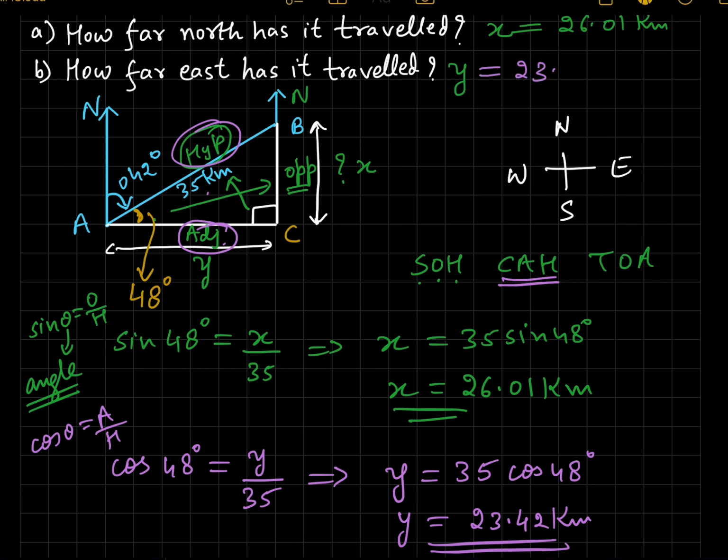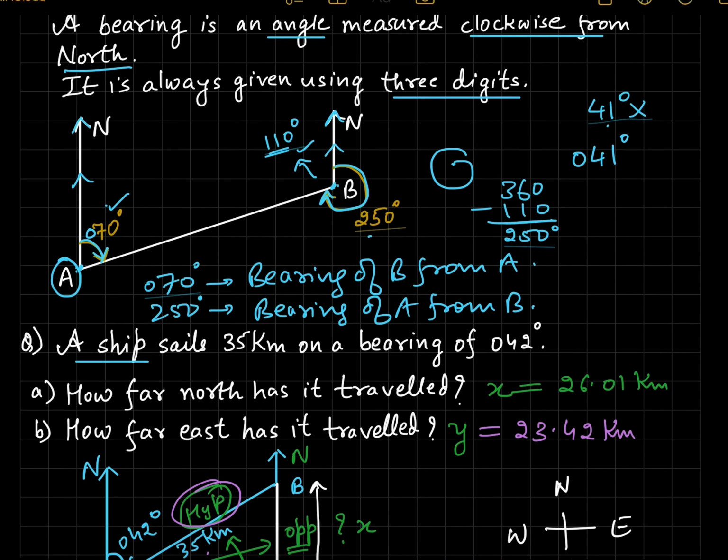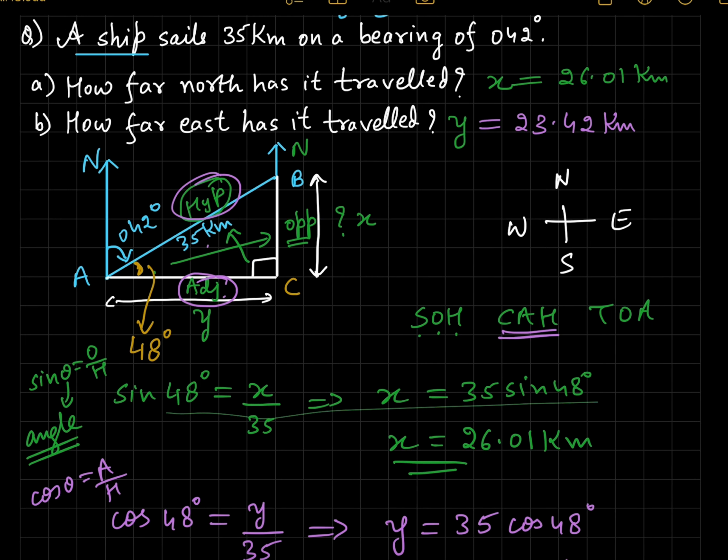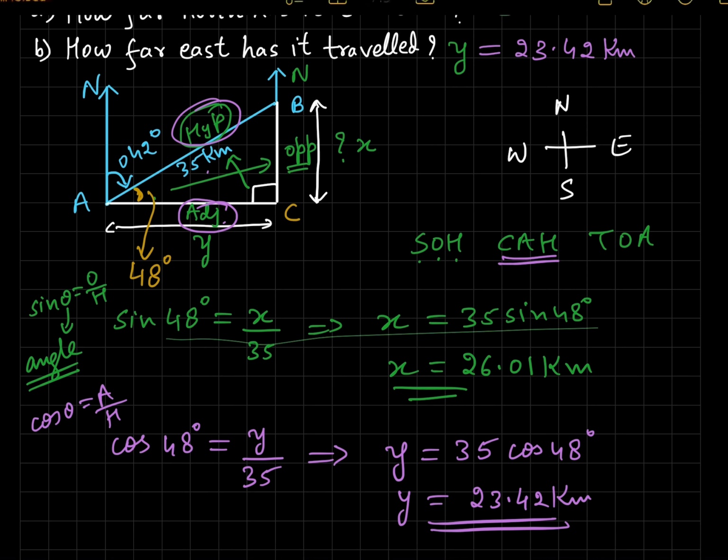Yeah. So I hope you understood how to find out the bearing. Like here, if you have the A to B bearing given, you can find the bearing of B to A just by using the parallel lines and complete angle thing. Okay. And then a simple question, if a ship is sailing 35 kilometers on a bearing of this, how far north has it traveled or how far east has it traveled. So that way, by using trigonometry and making a simple diagram, we can find out.